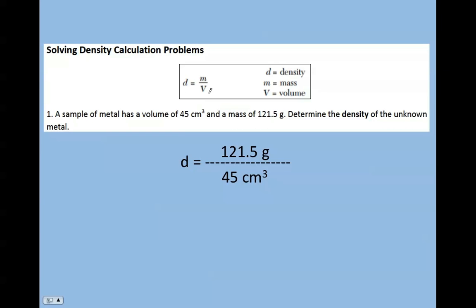So you'd have this as your setup. You guys in Regents Chem don't have to show units, but it's helpful in figuring out what your final units would be. So we simply divide the two numbers, and rounding off to the tenths place is what you normally do in Regents Chem. You get 2.7. So that would be your density of that metal based on its mass and volume.